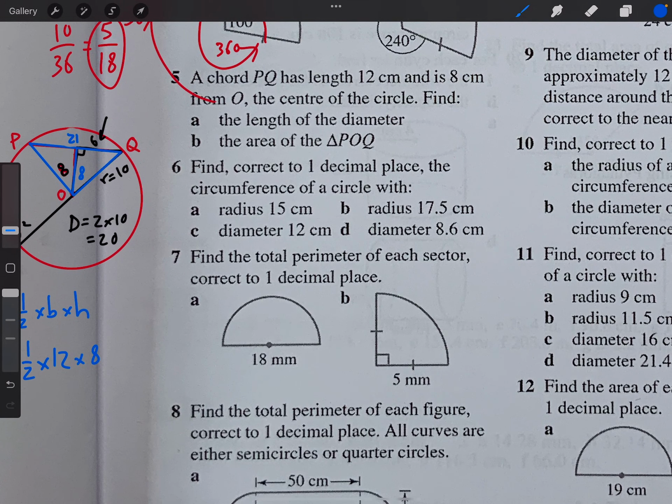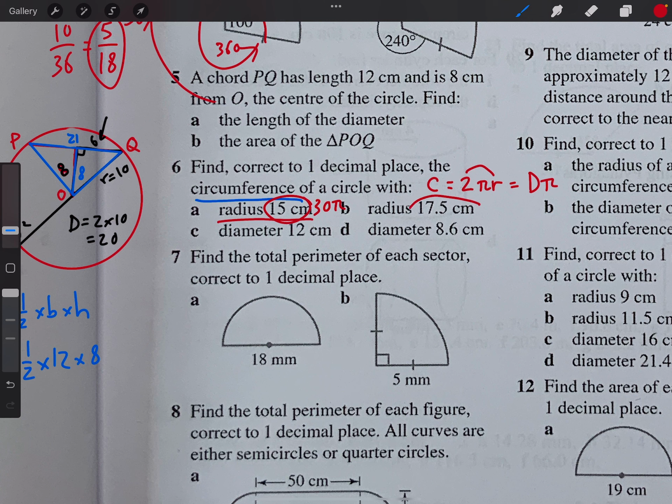Question 6. Find correct to 1 decimal place the circumference of a circle with radius 15 centimeters. To find the circumference is like finding the perimeter of a circle. And remember that the circumference C is equal to 2 pi times r. Or you could say that's the same as diameter times pi, because 2r is just diameter. Alright, so it has a radius of 15, so we're going to use 2 times 15 is 30, so it'll be 30 pi.